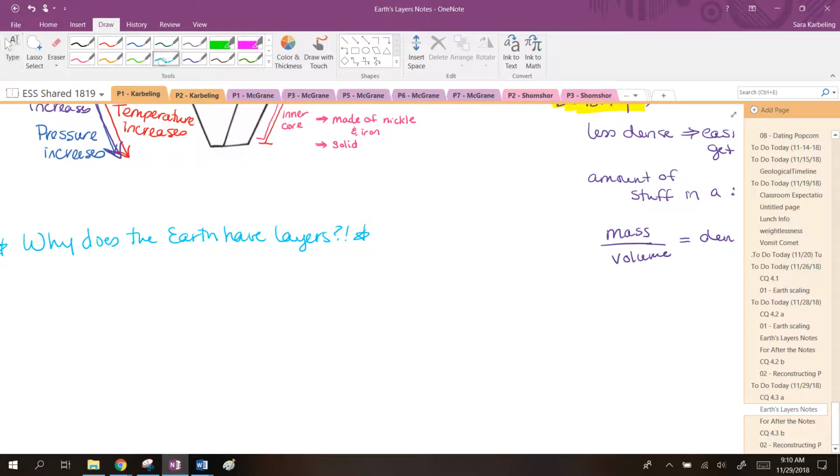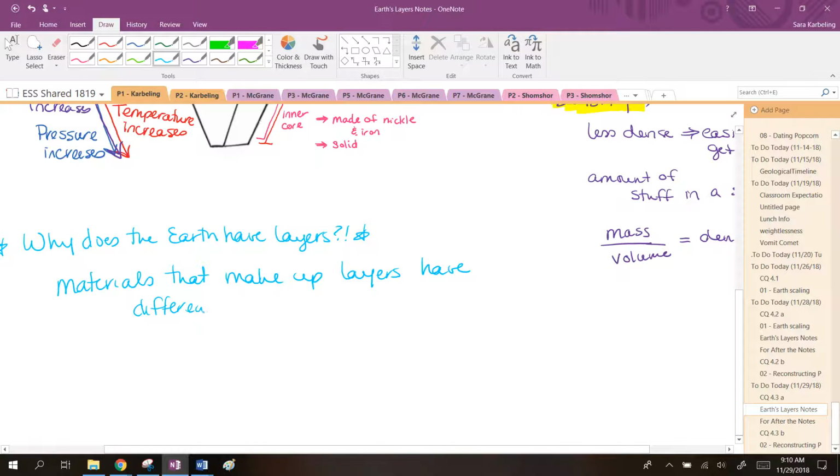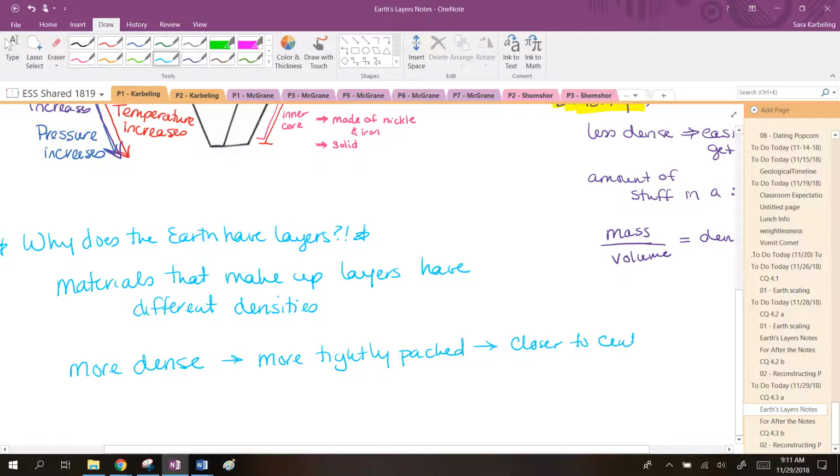Why does the Earth have layers? It's because the materials that make up the layers have different densities. And remember, density just means how tightly packed their atoms or their molecules or their stuff. You can just say stuff if that makes you happier. How tightly packed that stuff is. More dense means more tightly packed, and it's going to be closer to the center of the Earth because it sinks down.